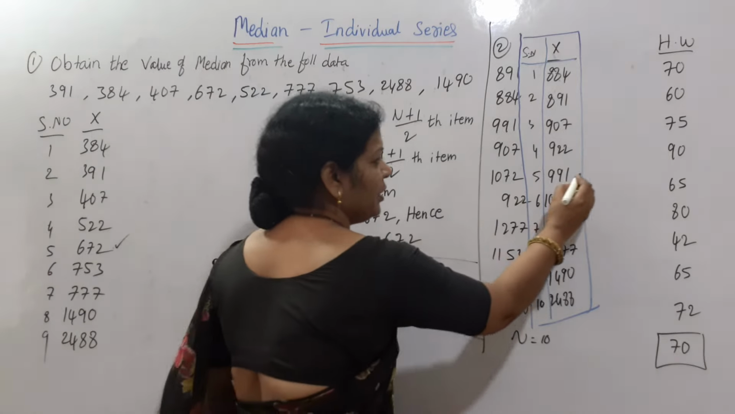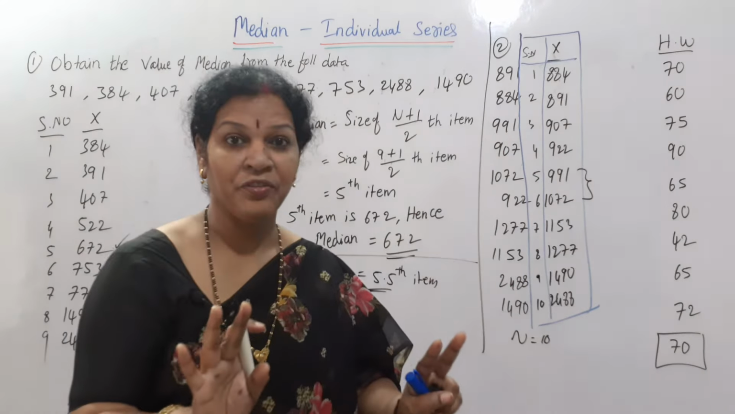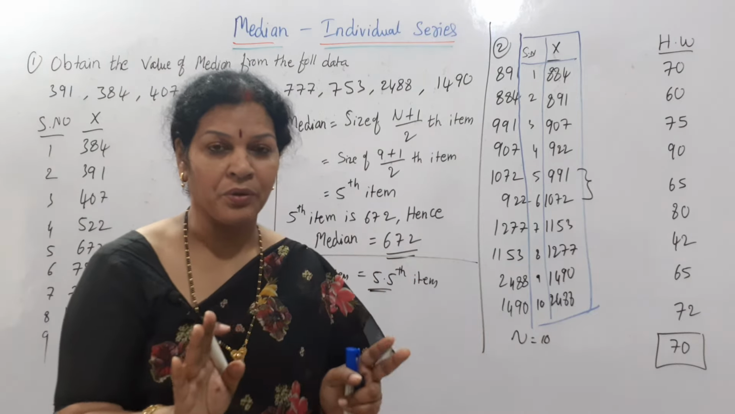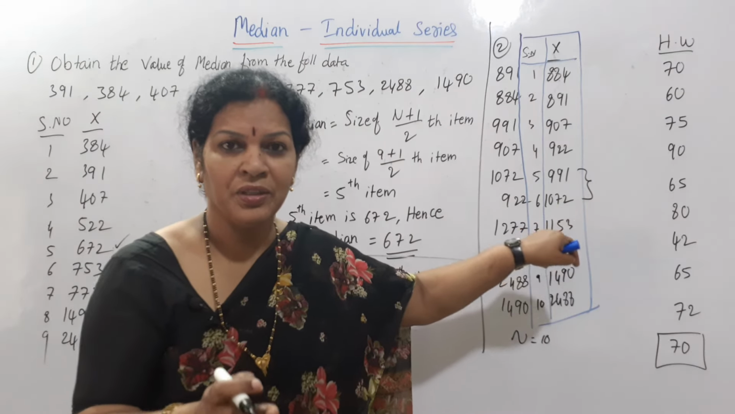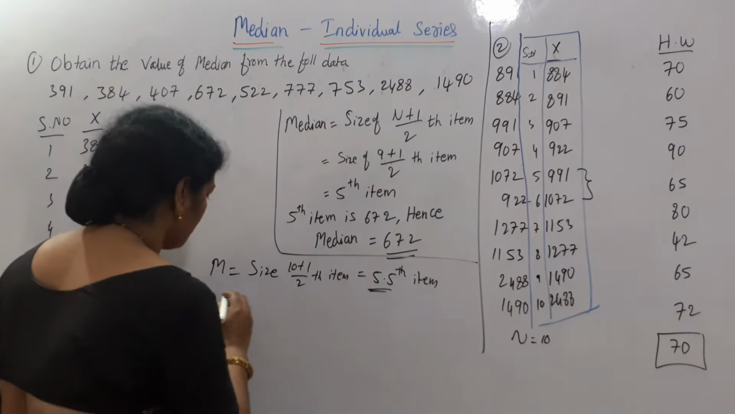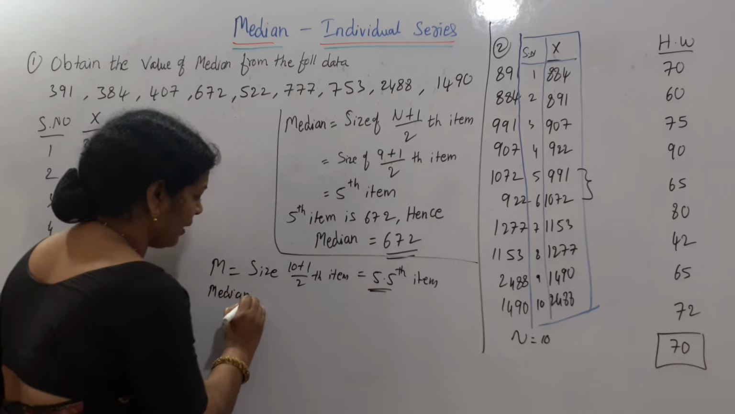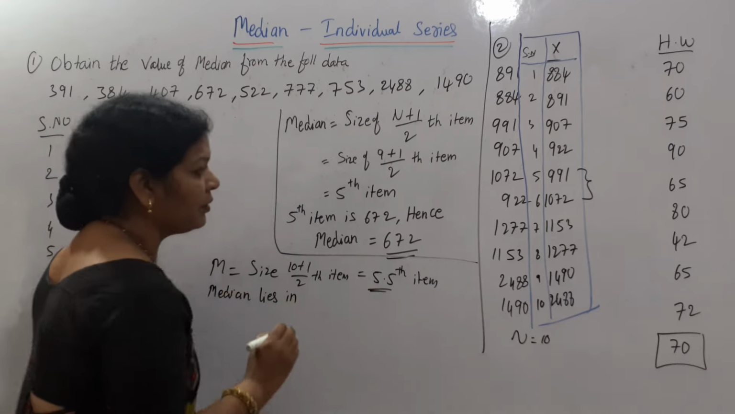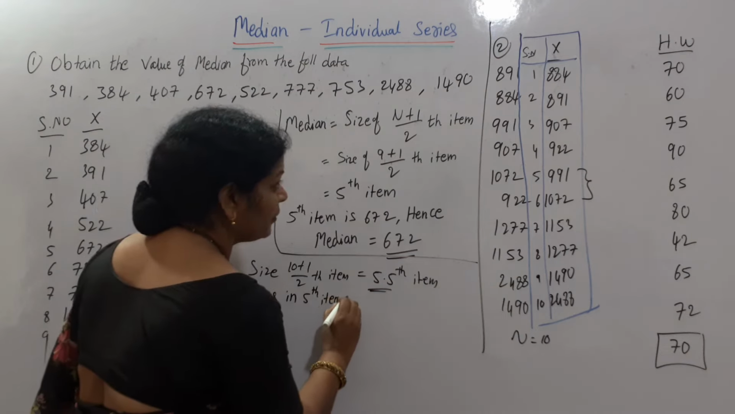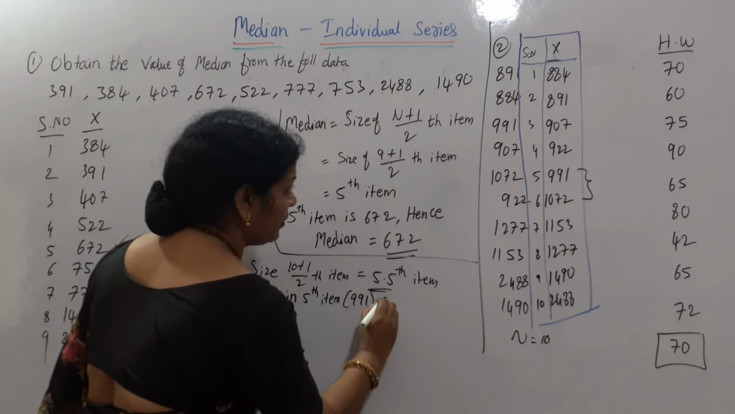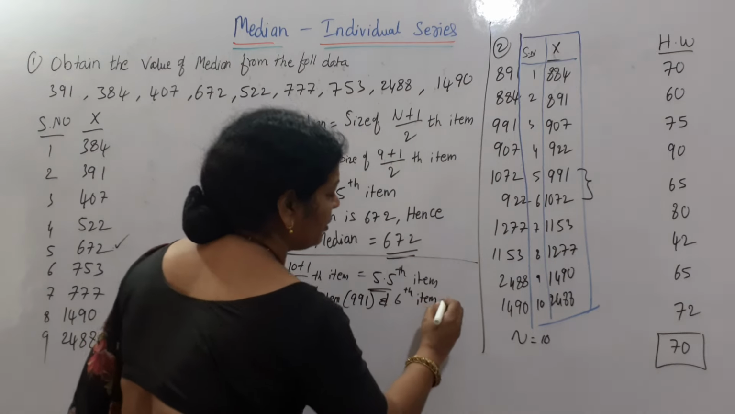5.5 means it is in between 5 and 6, but exact figure we do not know. 5.5 means in between these two. So, we will take an average, 5th item plus 6th item by 2. Okay. So, median, you can write one sentence also, see here. Median lies in 5th item, 991 and 6th item. 6th item is here 1072.